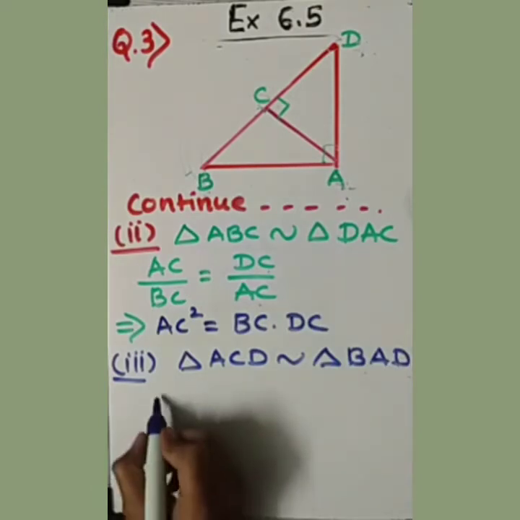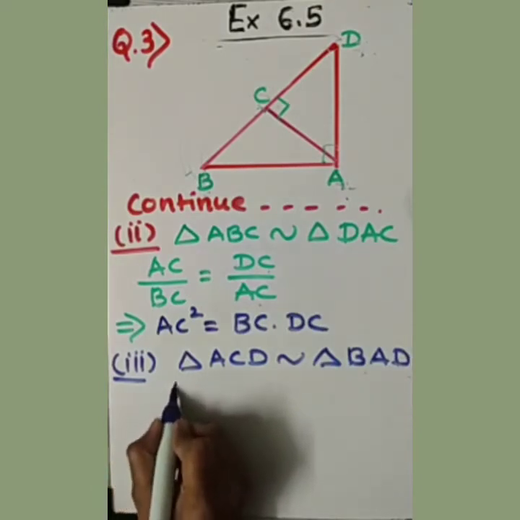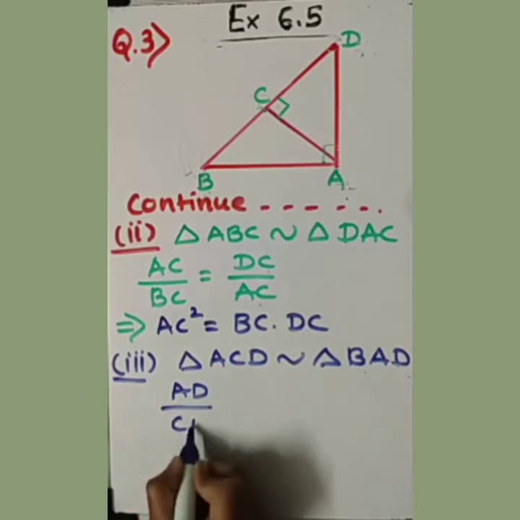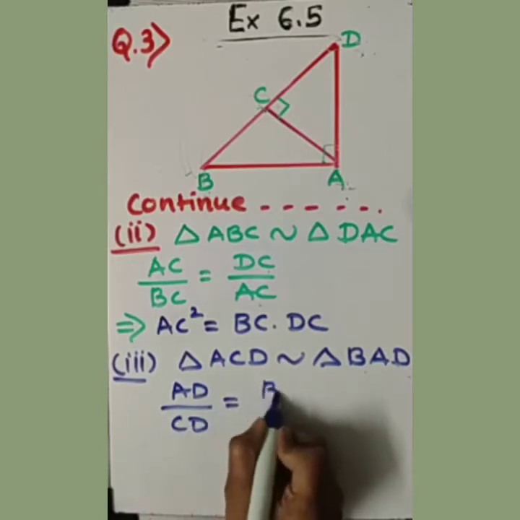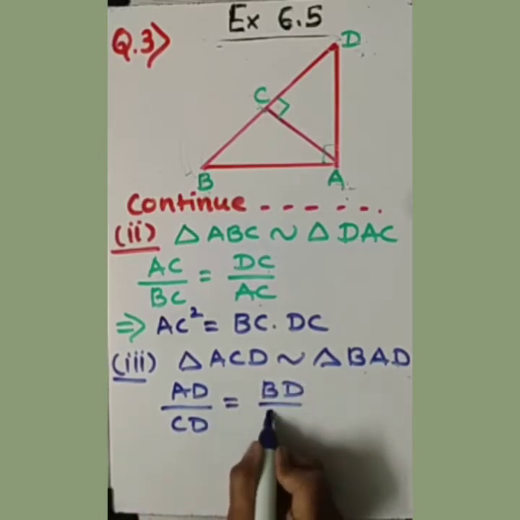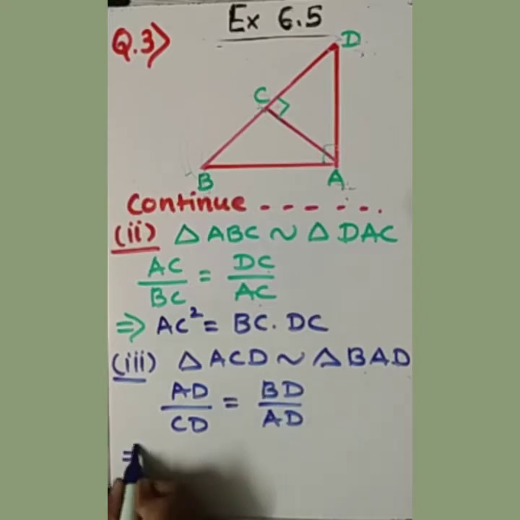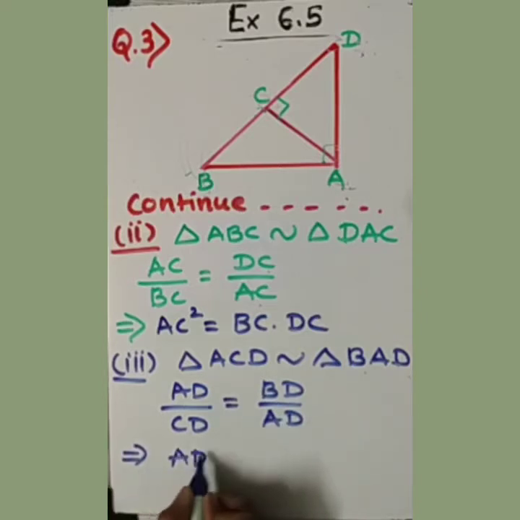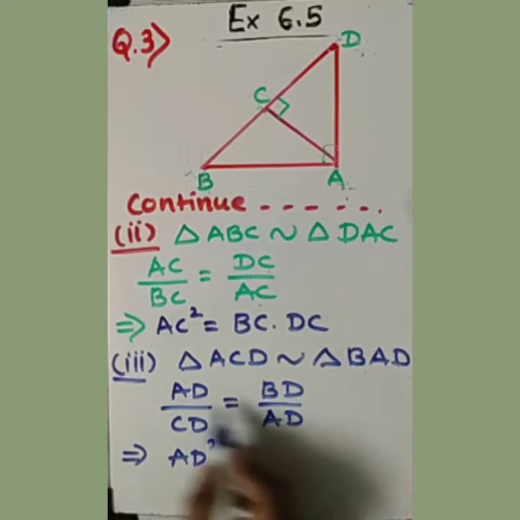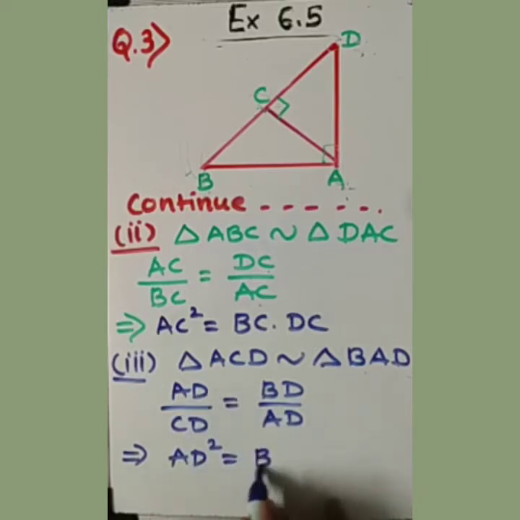Now, can I say AD upon CD is equal to BD upon AD? So it implies that AD square equal to, by cross multiplication, BD into CD. This is our required result number 3. I hope it's clear.